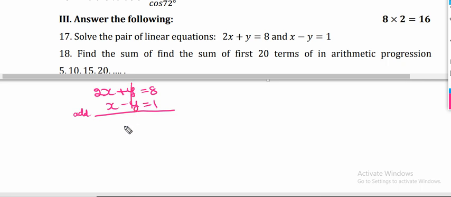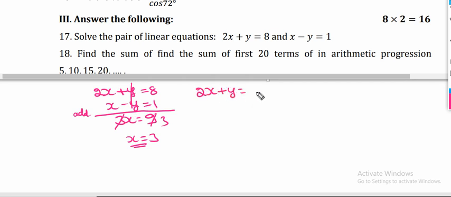So y gets cancelled. Here 2x plus x gives you 3x, and 8 plus 1 is equal to 9. So 3x is equal to 9, that gives you x is equal to 3. For finding the value of y, you have to substitute this value of x in the equation having the plus symbol, not the minus symbol, because you get confused with that one.